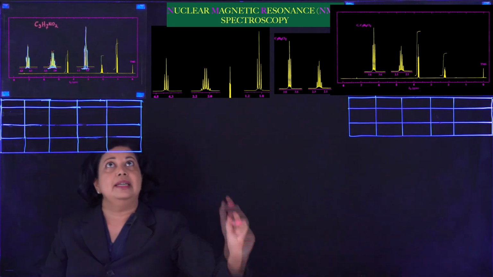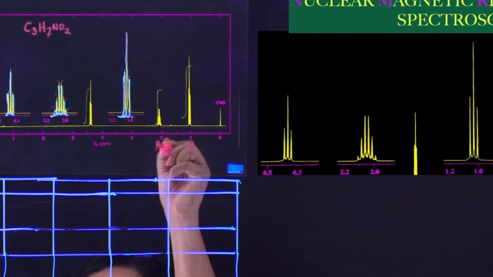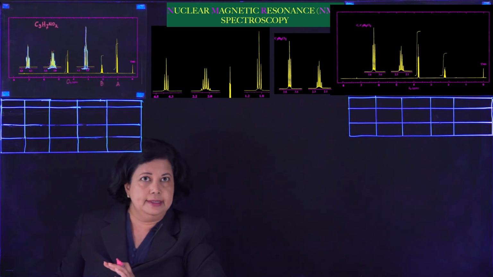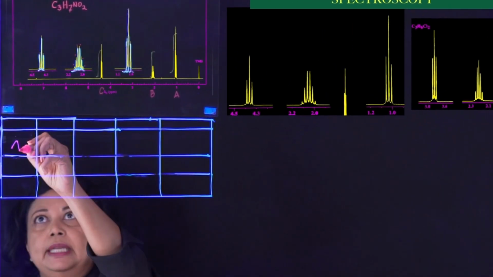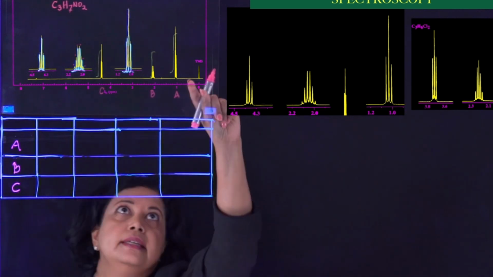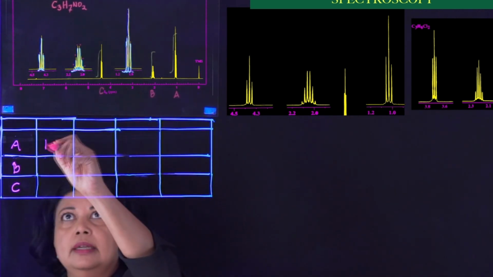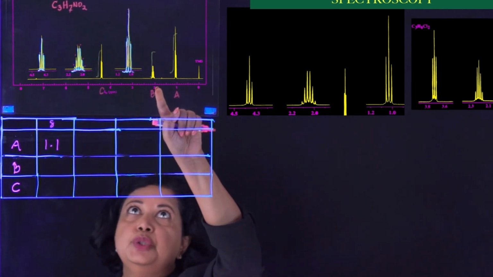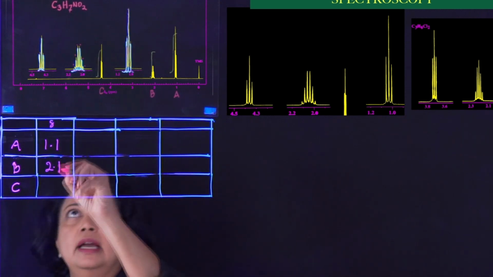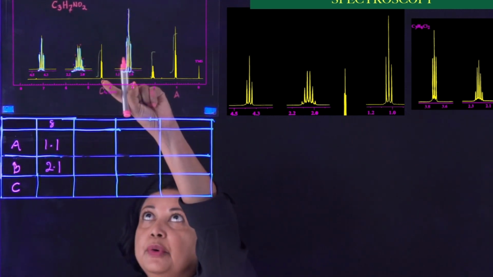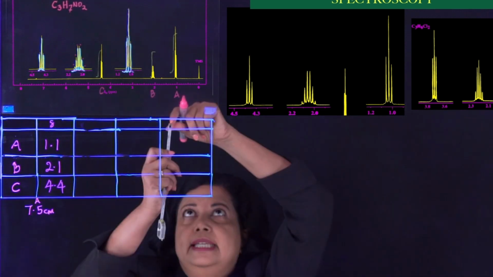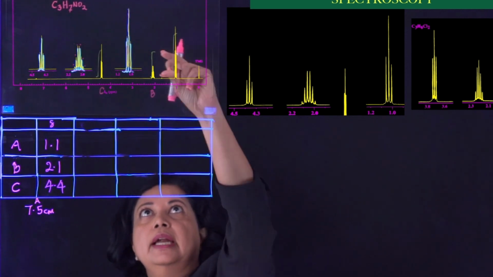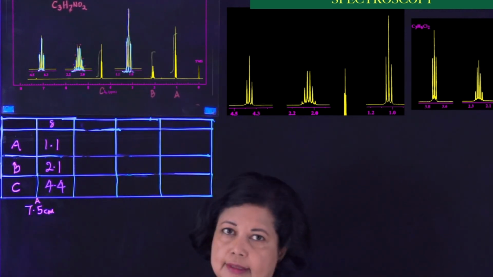All right, so let's label these peaks A, B, and C, and as we have done in the past, let's tabulate the data so we can look for patterns. A, B, C are at 1.1 delta, this is ppm, 2.1 delta, and 4.4 delta. The second piece of information we said was the number of hydrogens buried under each one of these identical hydrogens.